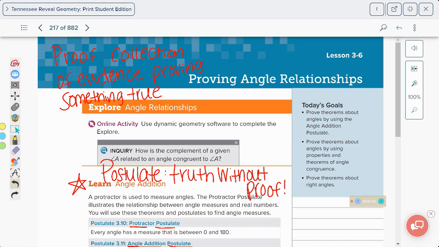So for example, if we look here, the first postulate that we look at is the protractor postulate, and that just says that every angle has a measure that is between 0 and 180, okay? So duh, that's common sense. Any angle will have a measure, okay? So anytime you think, duh, of course I know that, that is probably going to be a postulate.